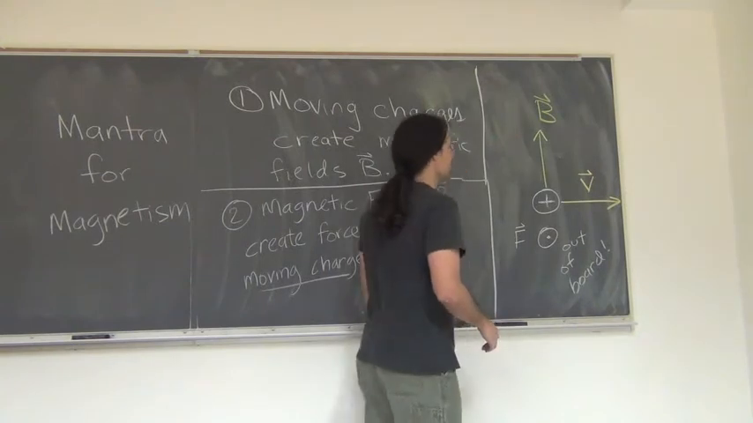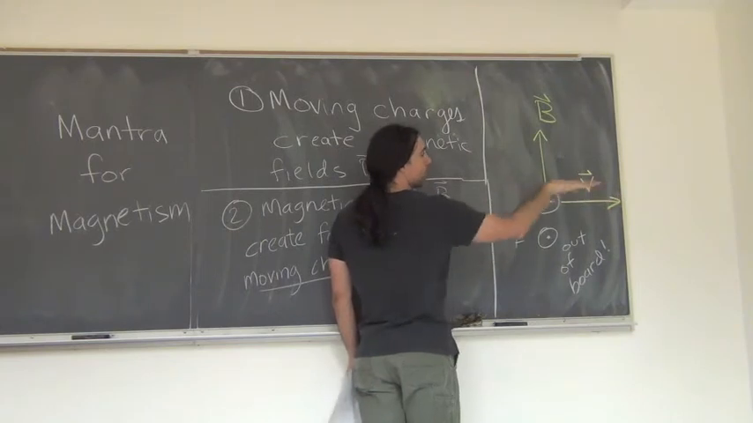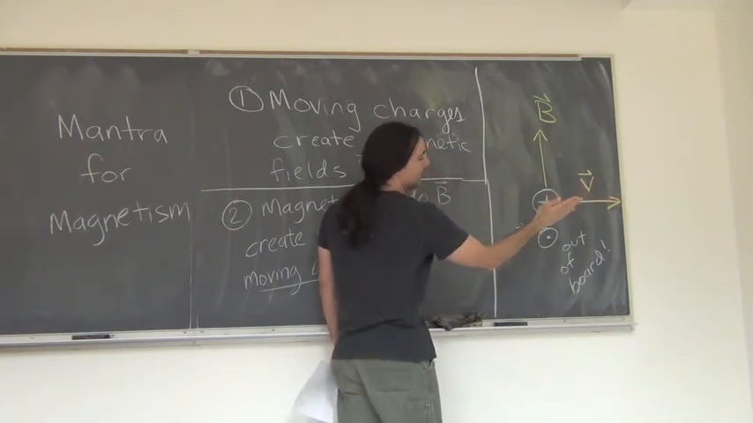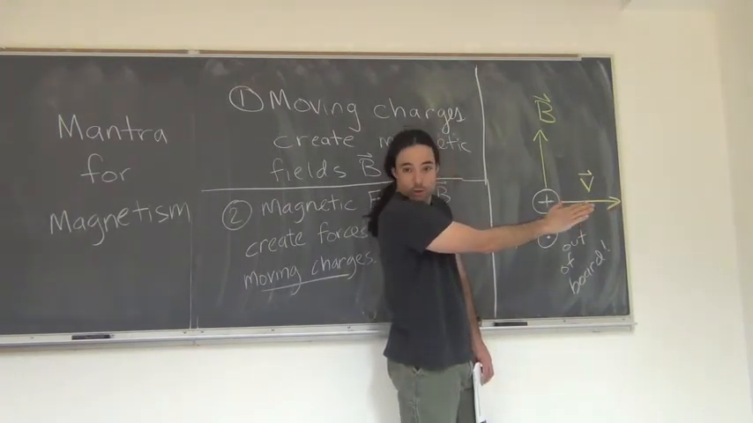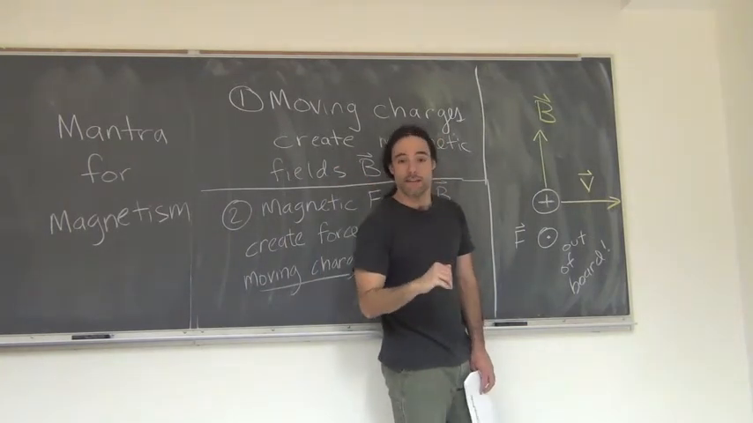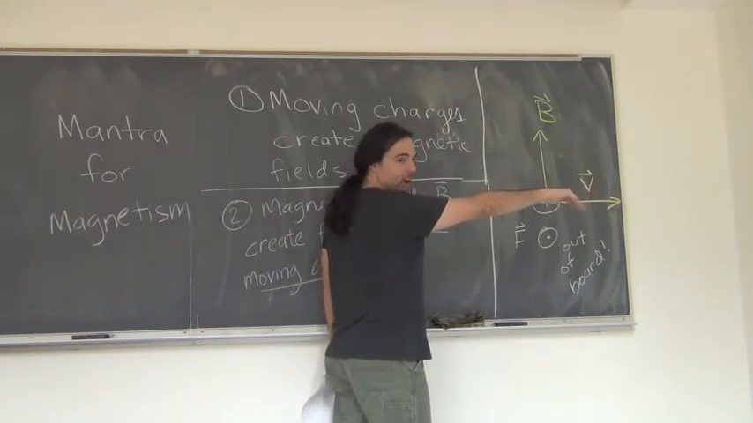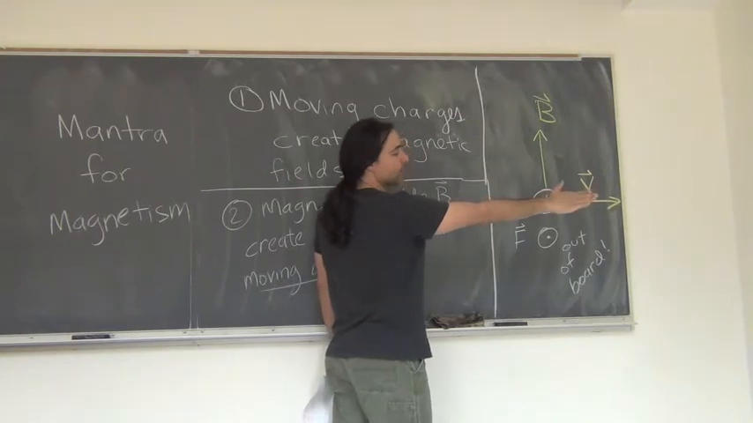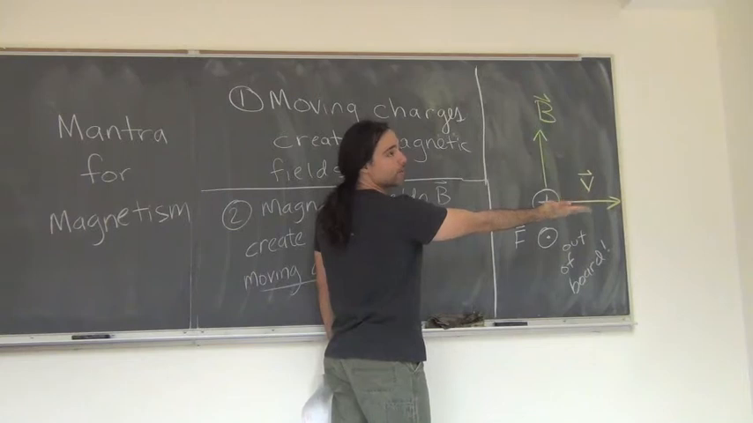You're going to take your fingers and point them in the direction of the velocity. Right now my fingers are going this way. And I want to hold my hand in such a way that I can curl my fingers, not my thumb, but the rest of my fingers, in the direction of the magnetic field. If I hold my hand this way and curl my fingers down, that's not the direction the magnetic field points. So I have to twist my hand this way so that my palm is facing up. And when I do that, only then can I curl my fingers in the direction of the magnetic field.